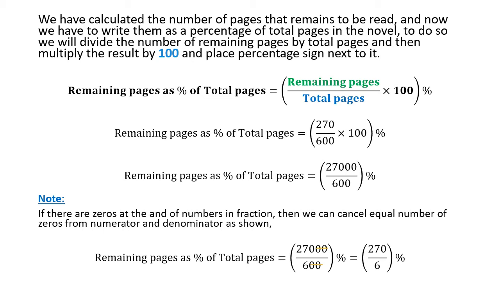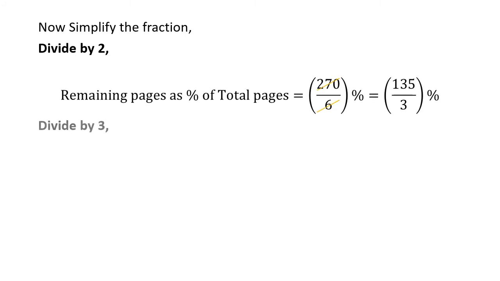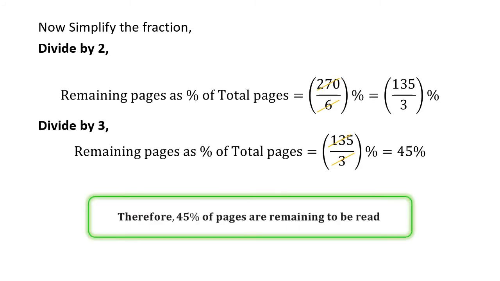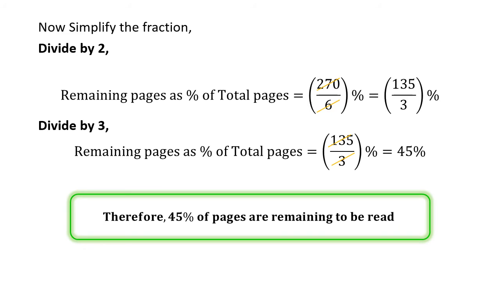If there are zeros at the end of numbers in fraction, then we can cancel equal number of zeros from numerator and denominator as shown. Now simplify the fraction. After simplification, we have 45%, therefore, 45% of pages are remaining to be read after Sunday.